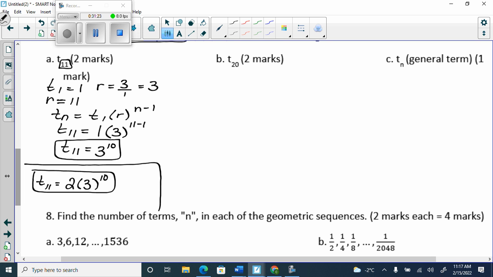It fights you, doesn't it? It's just really big. It just looks really weird. They're not the same answer, are they? No. So can I go 2 times 3 and write 6 to the 10? No, they're not the same answer. For those of you who didn't believe me, maybe you do now.